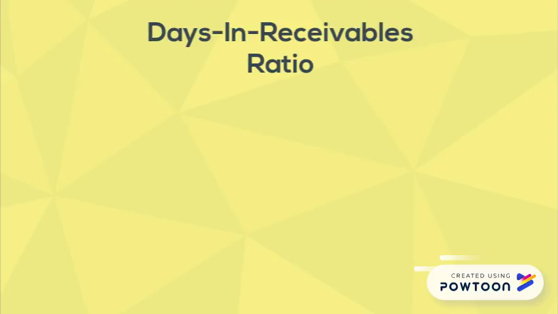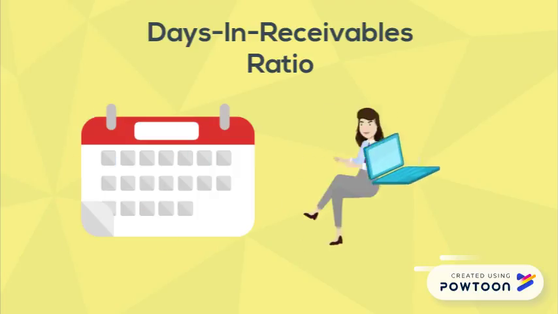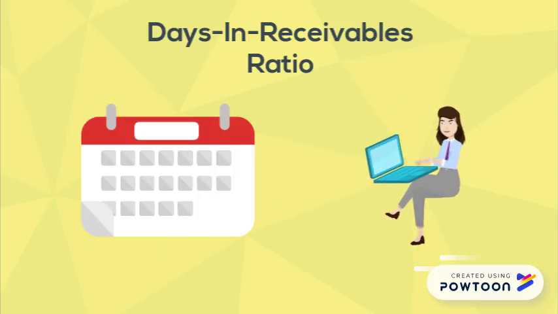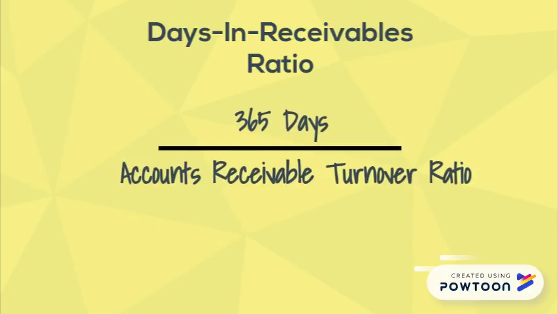After this ratio is calculated, companies can use the days in receivables ratio to calculate, in days, how often they collect their receivables. This is done by dividing 365 days by the receivables turnover ratio, which was previously discussed.